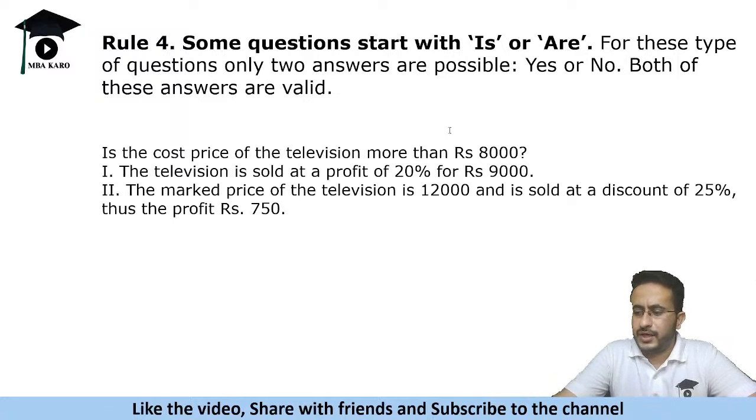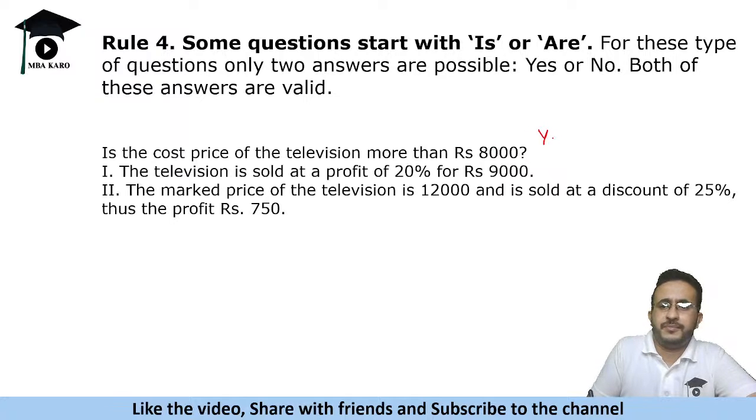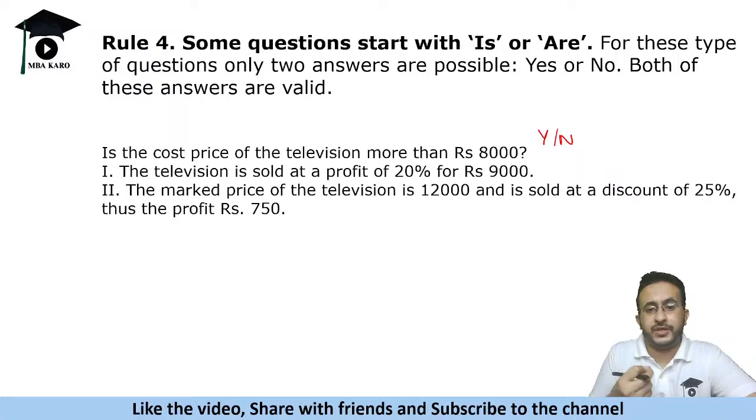Okay. So the answer of these questions should be yes or no. So if I say, is the cost price of the television more than 8,000, the answer will be either yes or no. Now, at times the answer comes as no. Okay, so the student thinks that the answer is no, so the answer is cannot be determined.